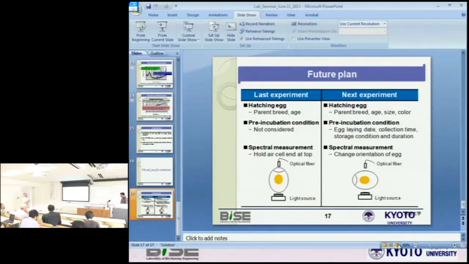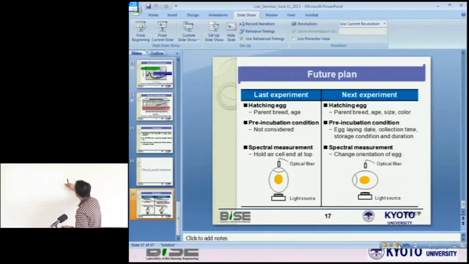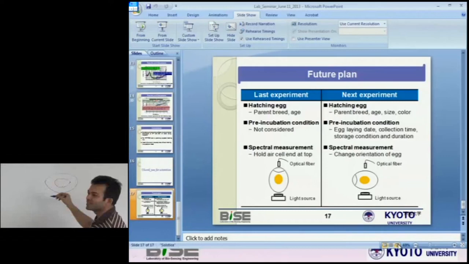You should make it clearer. Here, it is not clear where the blood is. This point, or this point, or this point. It is not sure. So I have a plan. I will measure 2 or 3 times. I put it like this and change the orientation like this.